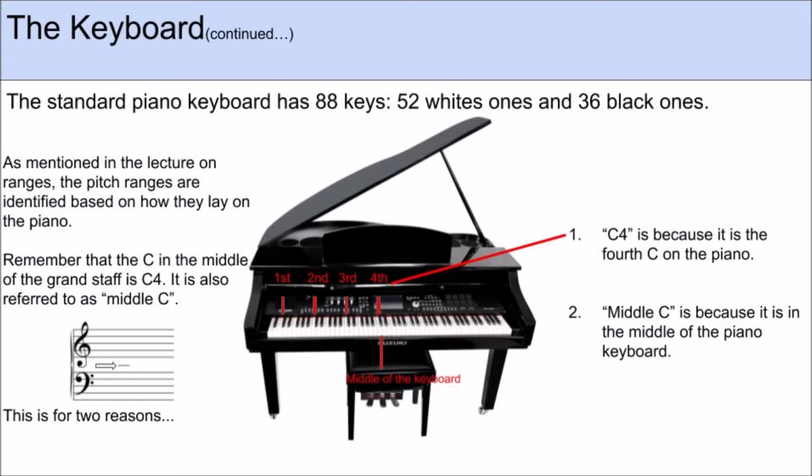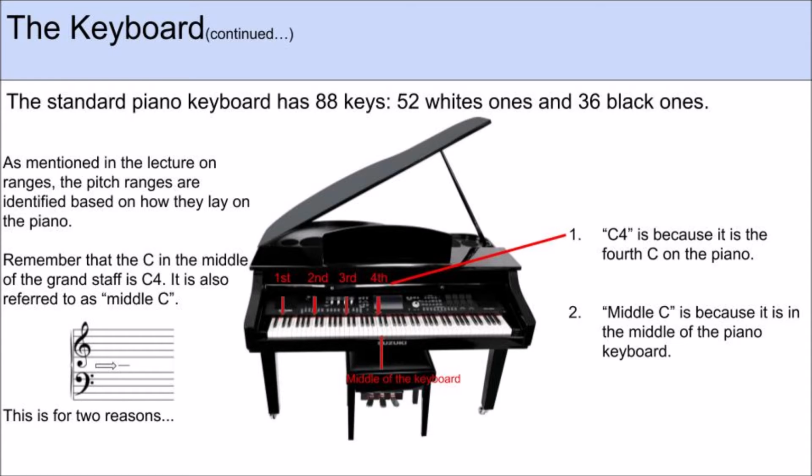On a grand piano, you will typically find 88 keys, 52 white keys, and 36 black keys. As mentioned in a previous lecture on the ranges of pitches, they are identified based on how they lay on the piano. Remember that the C in the middle of the grand staff is what we called C4. And pictured just below here on the bottom left is a grand staff. The line in between the two clefs, that's C4. This is also referred to as middle C.